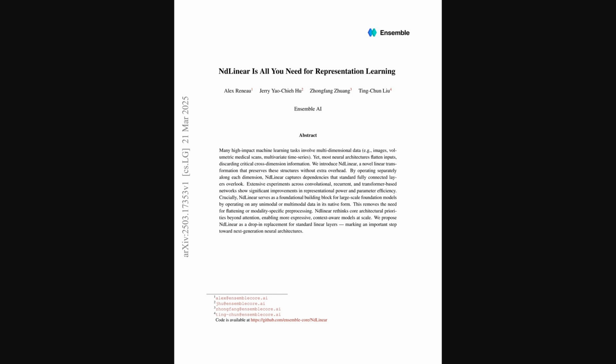Today, we're looking at a paper called NdLinear is all you need for representation learning. The main idea is quite neat. It tackles how neural networks often flatten multidimensional data like images or scans, losing structural information. The paper proposes NdLinear, a new linear layer that preserves these structures by operating along each dimension separately. They suggest this captures dependencies that standard layers miss, potentially improving models.